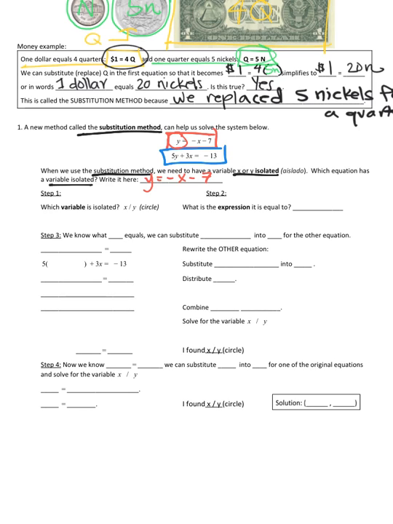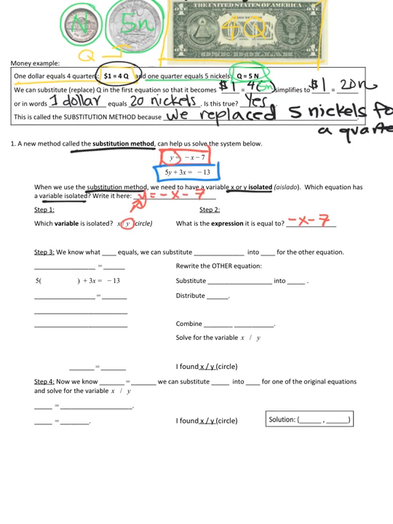Step 1, what variable is isolated? And looking here, y is the one that's alone. Step 2, what is y? The expression equal to y. When I read it as y equals negative x minus 7, the expression is negative x minus 7. Step 3. We know what y equals. We can substitute negative x minus 7 into y for the other equation.